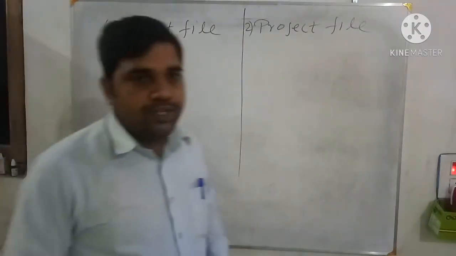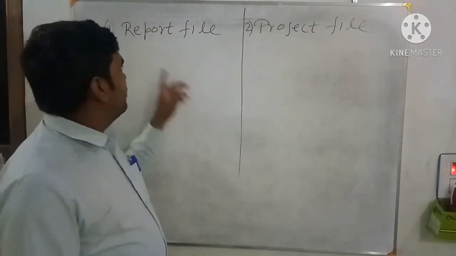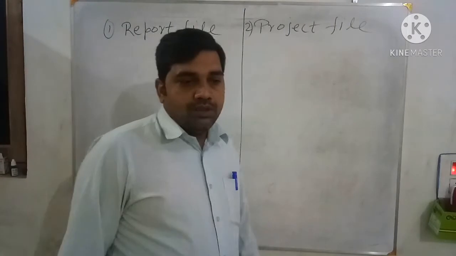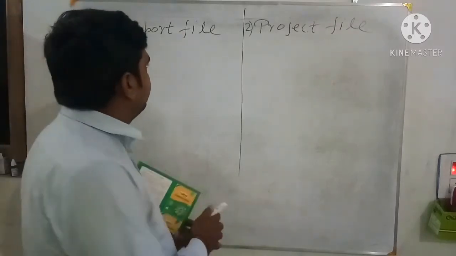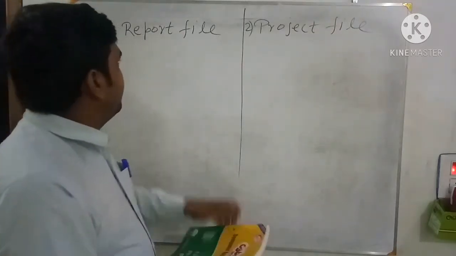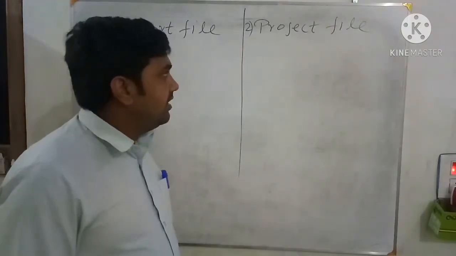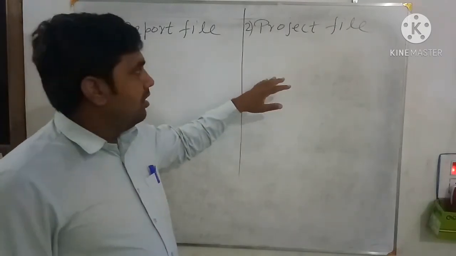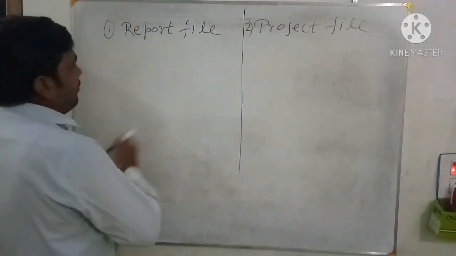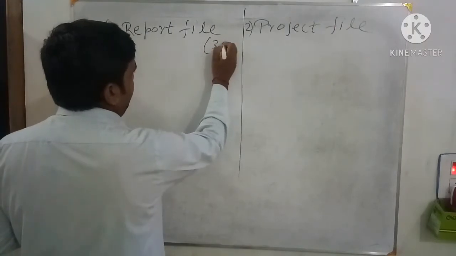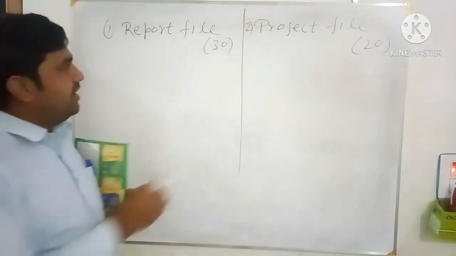So your theory exam for the computer is for only 50 marks, and the remaining 50 marks is on the report file and the project file. This 50 marks is divided: the project file and the report file comprise 20 marks and 30 marks is for the practical. But suppose the practical is not conducted, then all practical marks will be added to the report file and the project file. So this report file would be of 30 marks and the project file would be of 20 marks. So 30 plus 20 gives you the 50 marks.